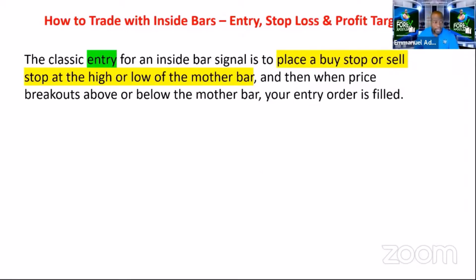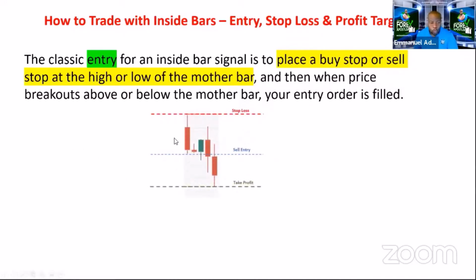The classic entry for an inside bar signal is to place a buy stop or sell stop at the high or low of the mother bar. And then when price breaks out above or below the mother bar, your entry order is filled. I know for some of you, that's too much English. So this is what I'm explaining. We have our inside bar. As you can see, this is the mother bar, because this is the high, this is the low. This is the inside bar, this is the high, this is the low.